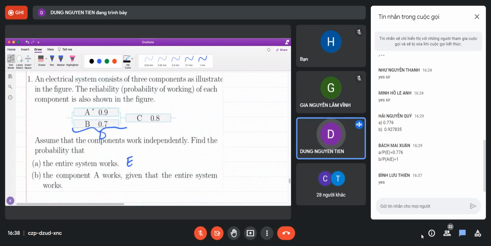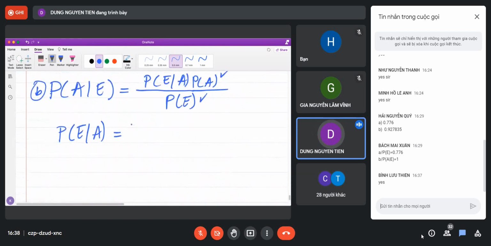So if you know that A works properly, then the first part works properly, correct? Therefore, you only need to guarantee that the second part works properly to make sure that the entire system works, correct? So I get the probability of C given A, and because A and C are independent, you can drop the condition A without any problem. So I get the probability of C, which is 0.8.